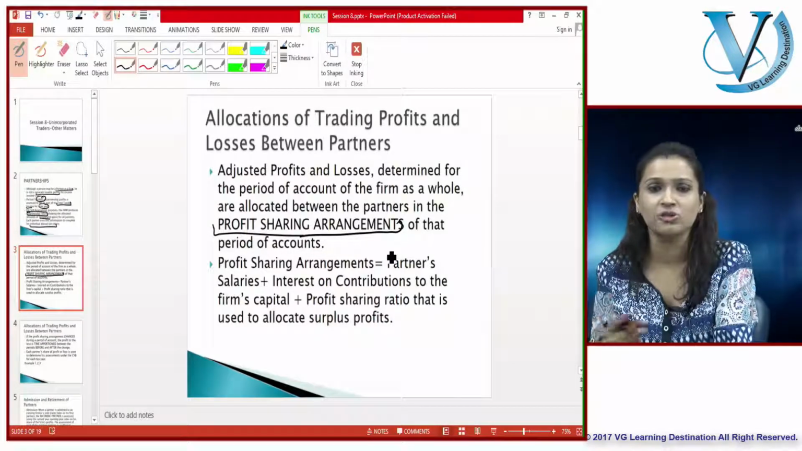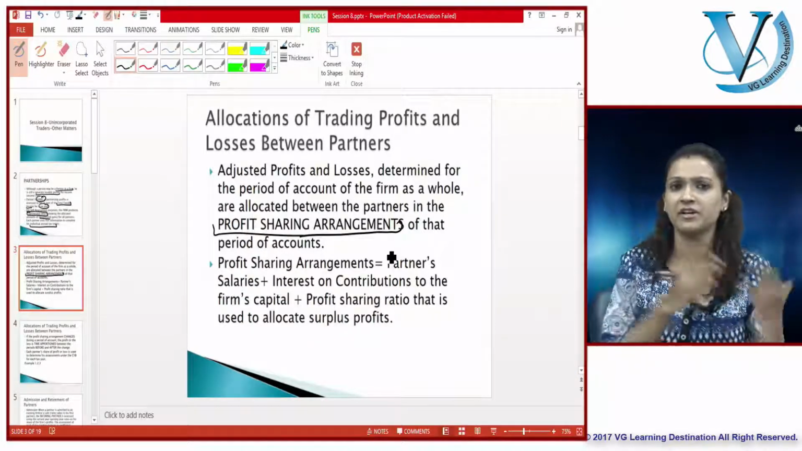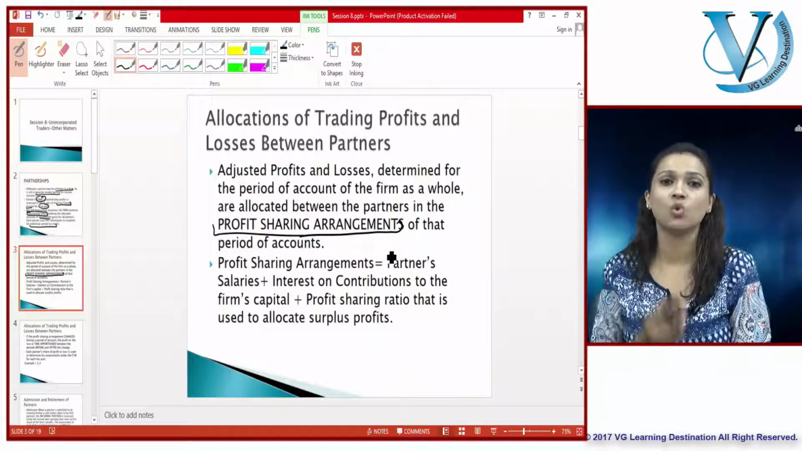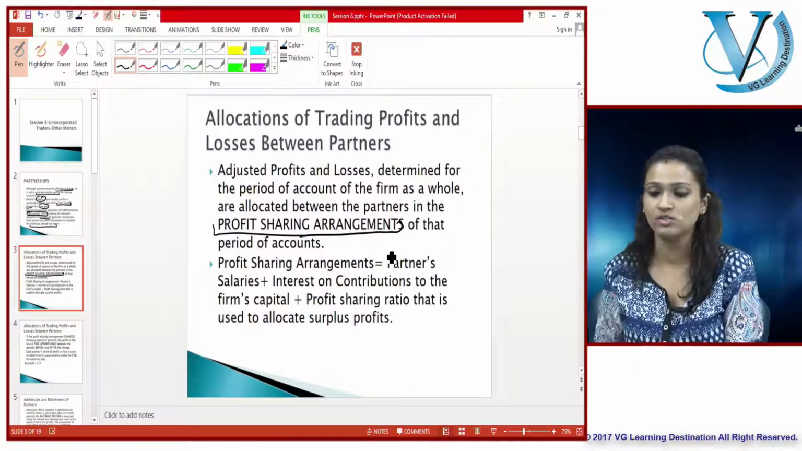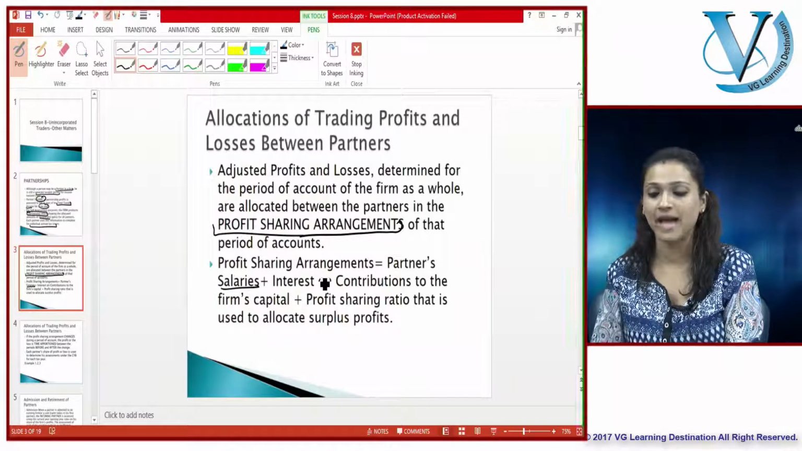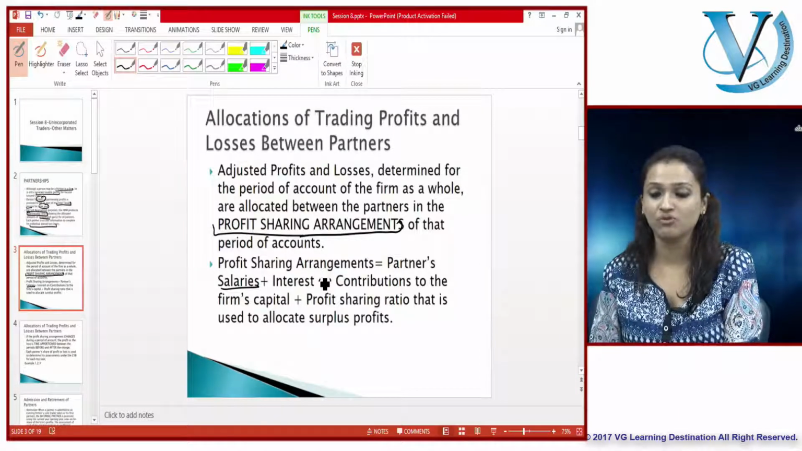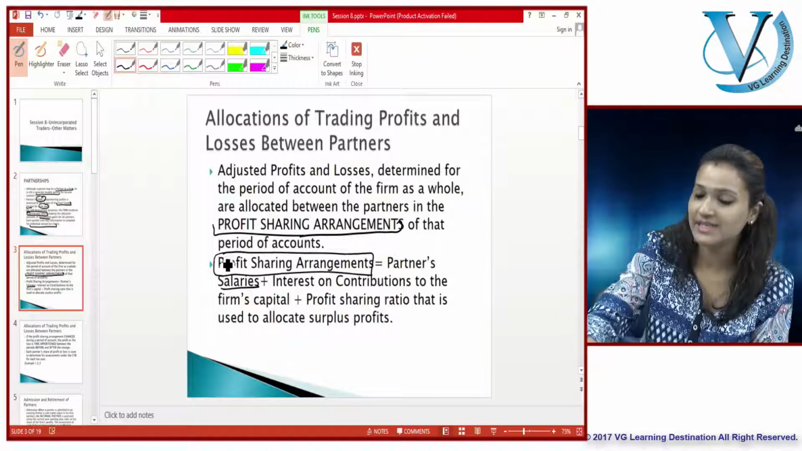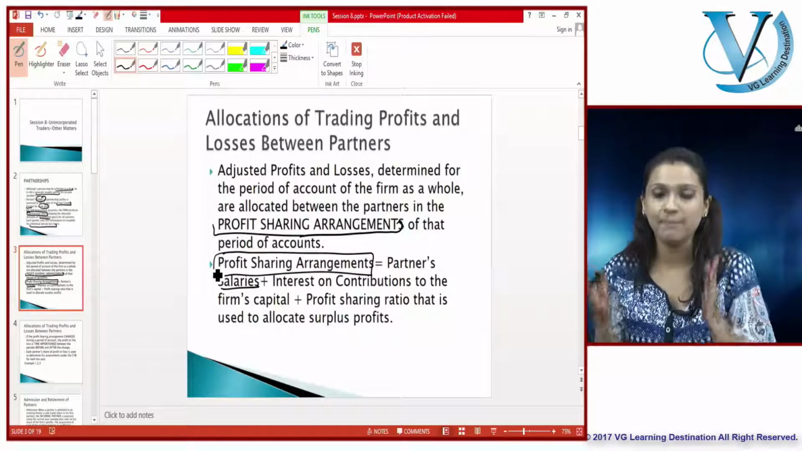Now, this profit sharing ratio can be any arbitrary percentage. It can be 50-50, 40-60, 30-30-20, whatever gets decided amongst the partners when they are joining the business itself. Now, profit sharing arrangement is equal to what? It is equal to the partners' salaries plus the interest on contributions to the firm's capital plus the profit sharing ratio that is used to allocate the surplus profit. So all of these together comprise the profit sharing arrangements. These are the various components into which the profits could be divided amongst the partners.